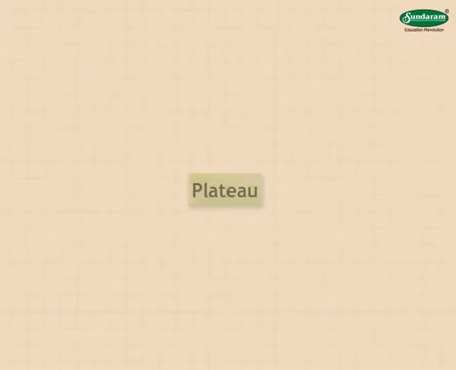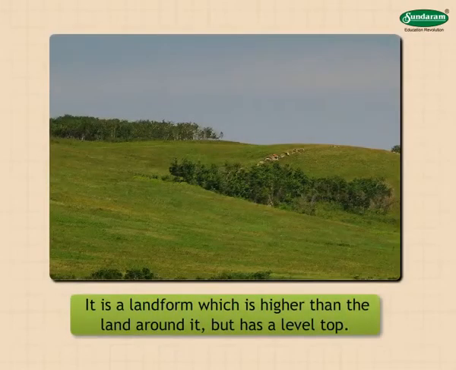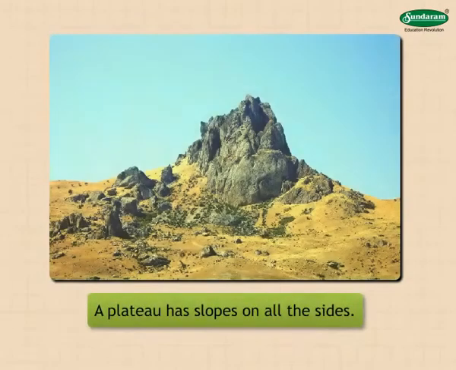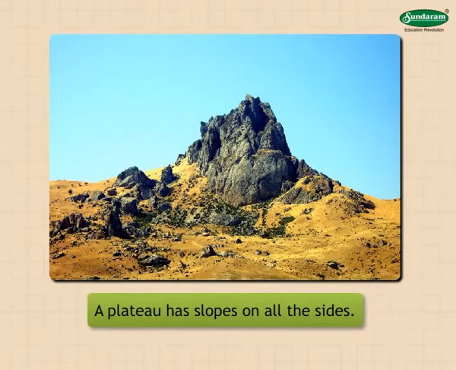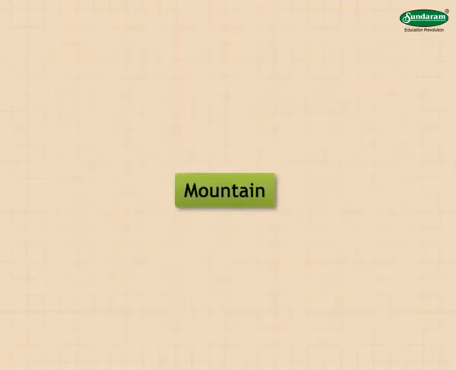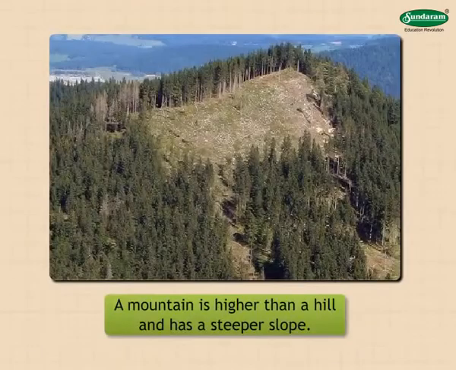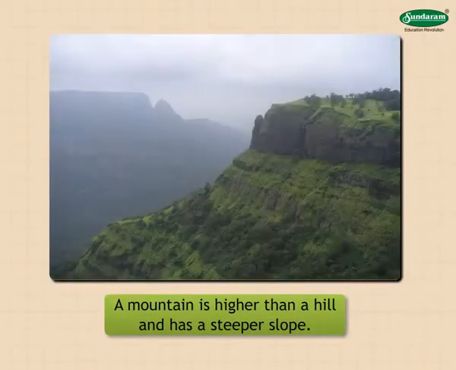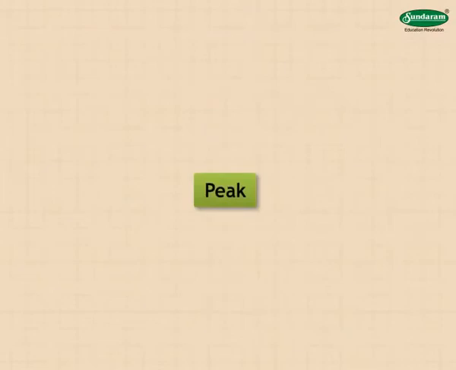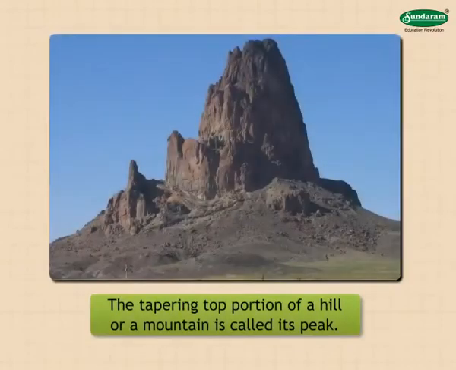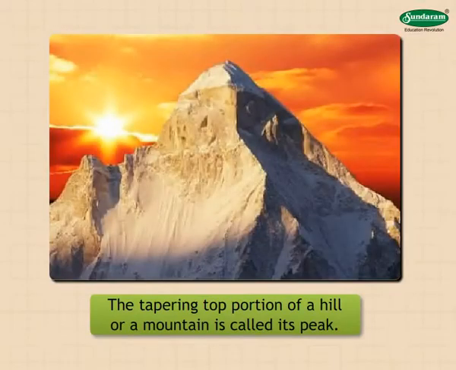Plateau. It is a landform which is higher than the land around it, but has a level top. A plateau has slopes on all the sides. Mountain. A mountain is higher than a hill and has a steeper slope. Peak. The tapering top portion of a hill or a mountain is called its peak.